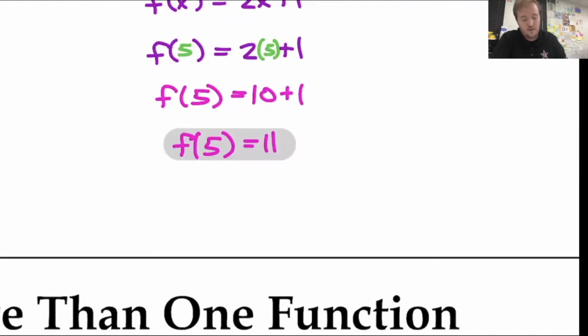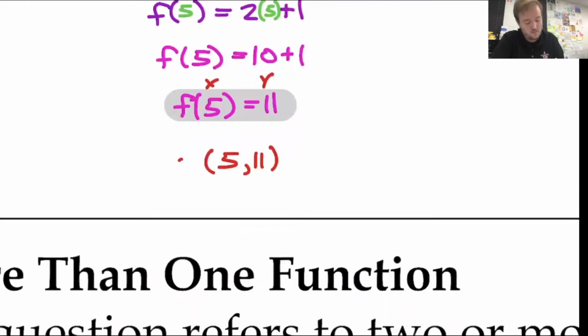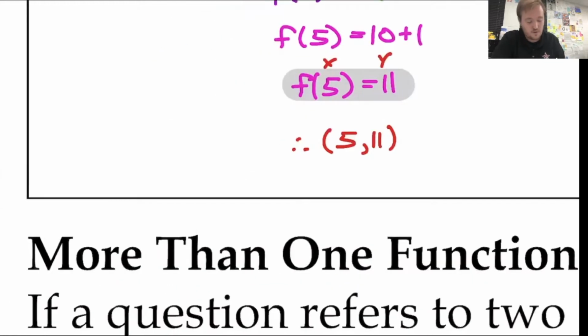So we're given some x value, and our result is actually our y value. So if we even wanted to, we could also rewrite this as a coordinate. So I would rewrite it as 5, 11. Okay. So if you ever see those 3 dots written like this, kind of like a triangle, it just means therefore. Just FYI.